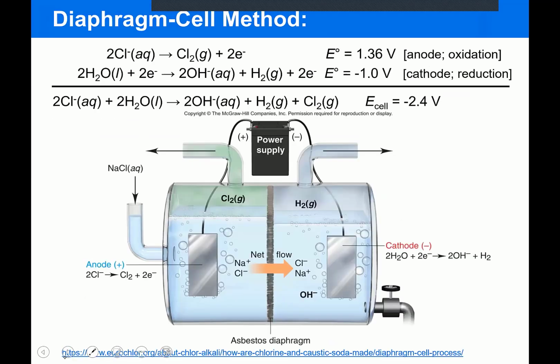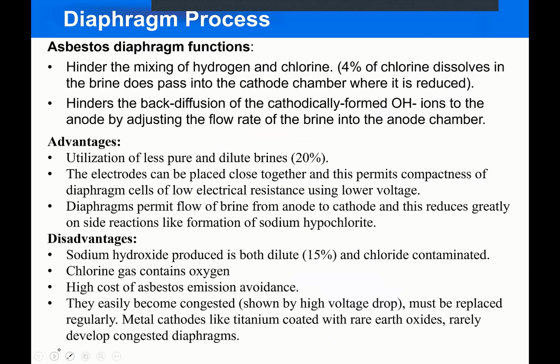The second method for chloralkali production is the diaphragm method, in which you use a separator to separate the compartments to allow only flows of specific ions. It functions as a separator that prevents the mixing of hydrogen and chlorine gases, and it also hinders the diffusion of ions, specifically hydroxide ions, from the cathode back to the anode, because the flow is going to be of the brine solution from the anode to the cathode.